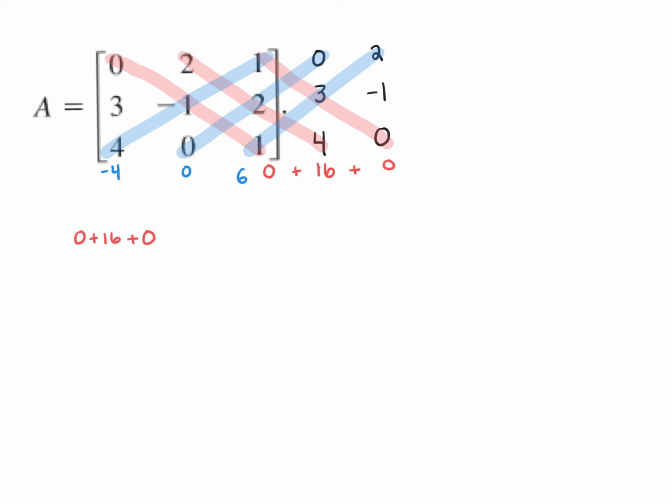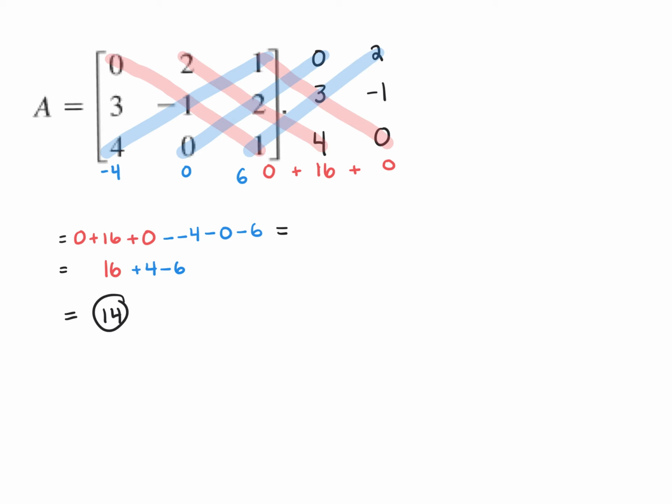And I'm going to take those 3 numbers and I'm going to subtract them. So I'm going to subtract -4. I'm going to subtract 0. And I'm going to subtract 6. And at this point, it's just a matter of some pretty basic mathematics. So 0 plus 16 plus 0 is 16. And then I have plus 4 minus 6. So 0 plus 16, 16 plus 4 is 20. 20 minus 6 is 14. So the determinant of this matrix ends up being 14.